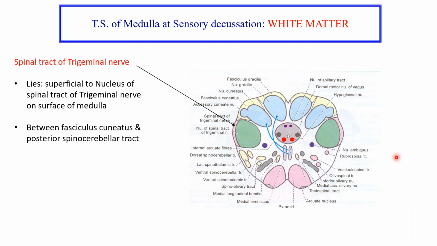Spinal tract of the trigeminal nerve. The nucleus we have covered, so we are talking about the tract, the white matter. They lie superficial to the nucleus of the trigeminal nerve on the surface of the medulla, between the fasciculus cuneatus and the posterior spinocerebellar tract.